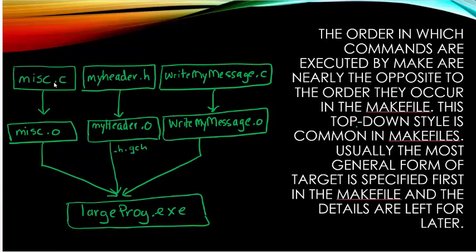So these are your source files right here. You have to make the object code. I originally wrote it with a .o for my header, but it's really a .h.gch, which we fixed, and then I make my large program, that's the executable.